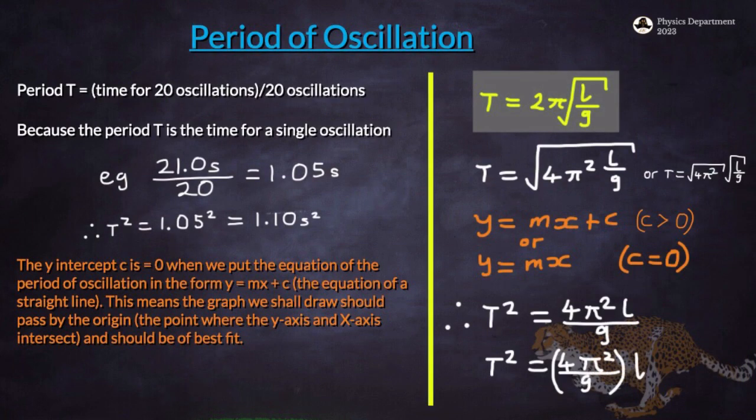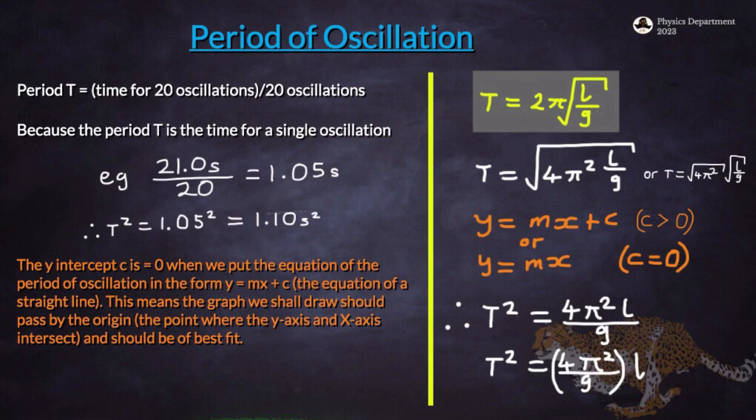Okay, so before we draw our graph, let us look at this. We're going to be looking at the period of oscillation, just trying to understand it. So the period of oscillation, like I said, is the time for 20 oscillations divided by 20 oscillations. Because the period t is the time for a single oscillation, we divide the value for 20 oscillations by 20, so that we get the value for one oscillation.